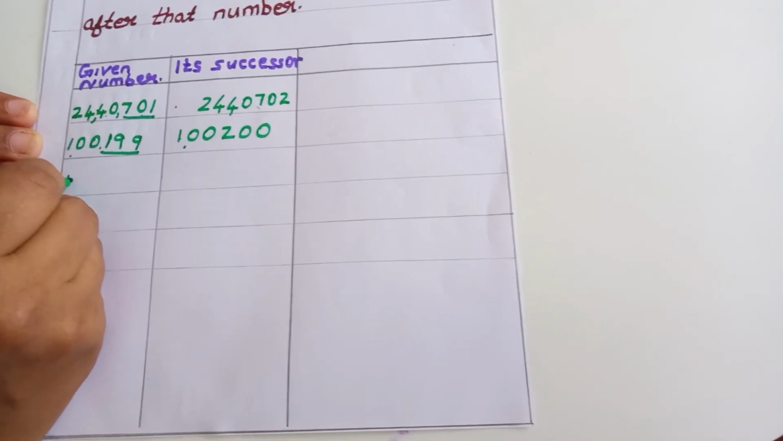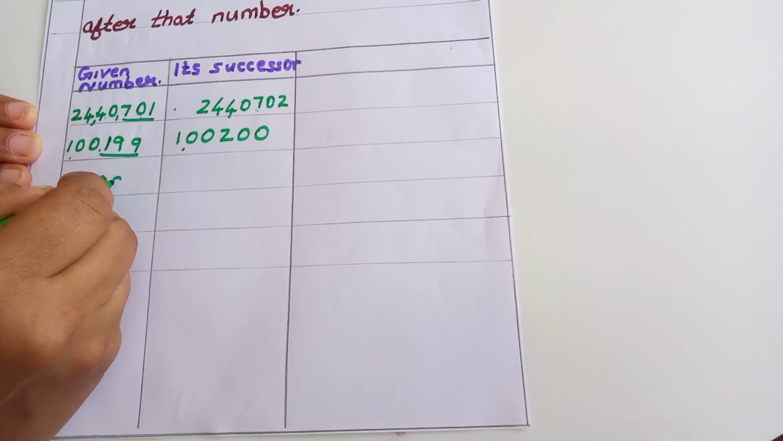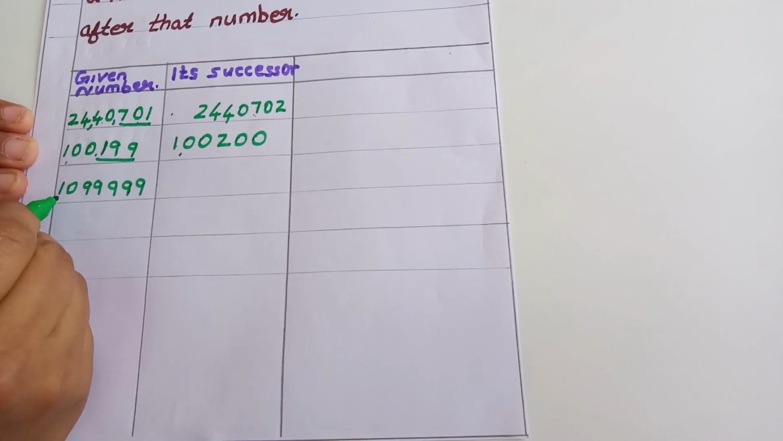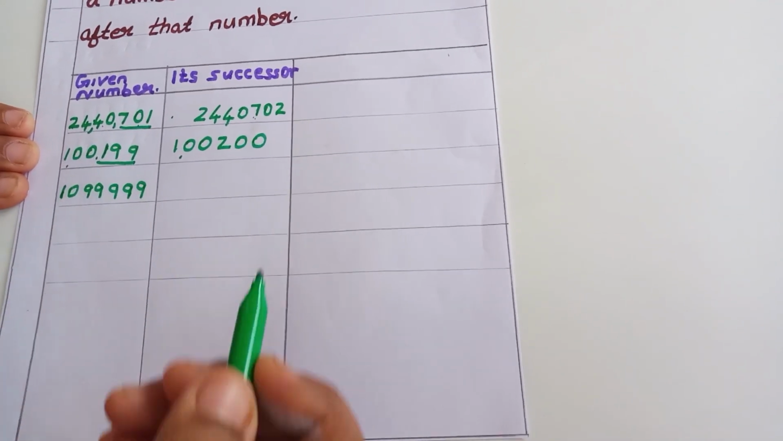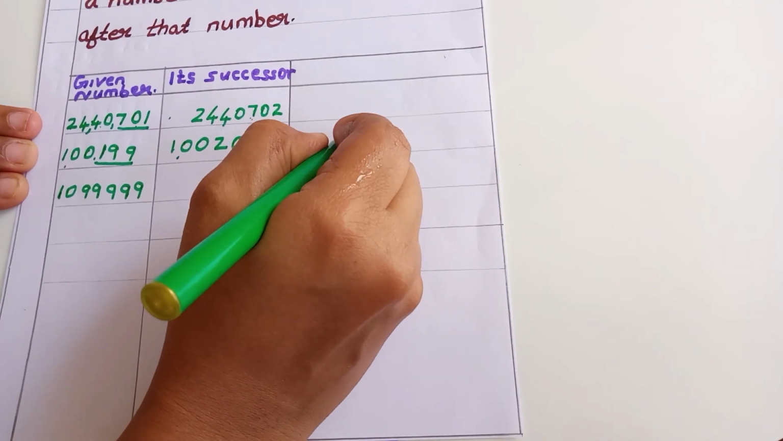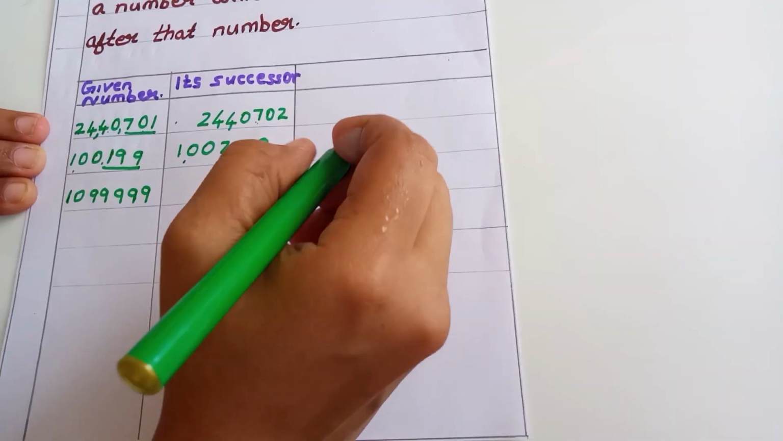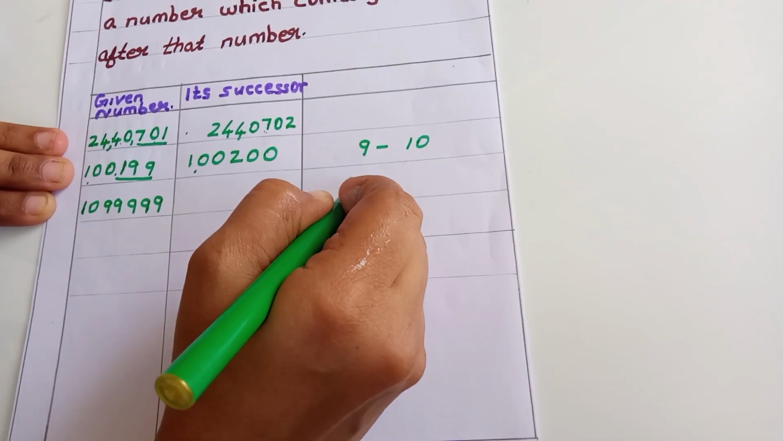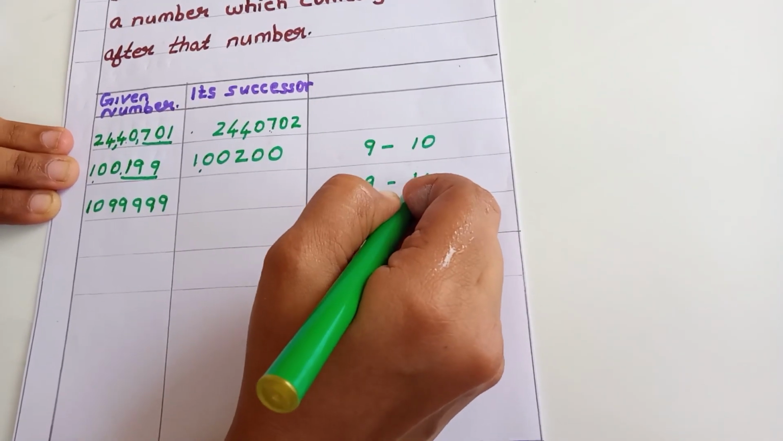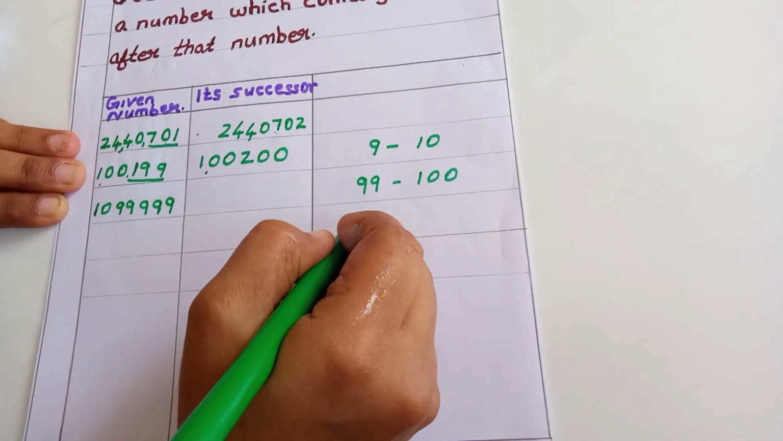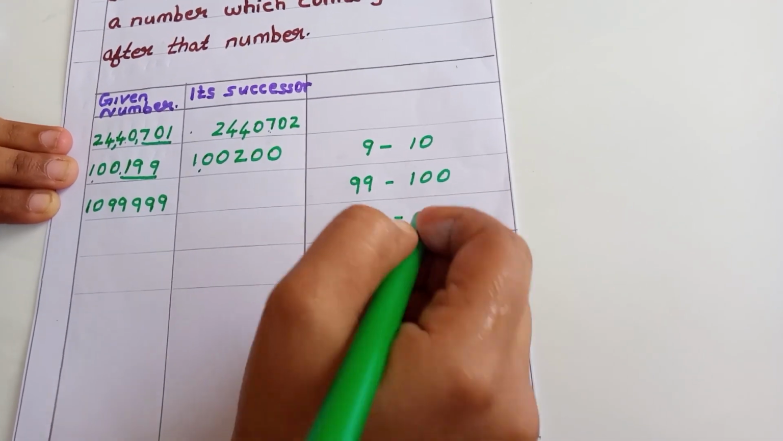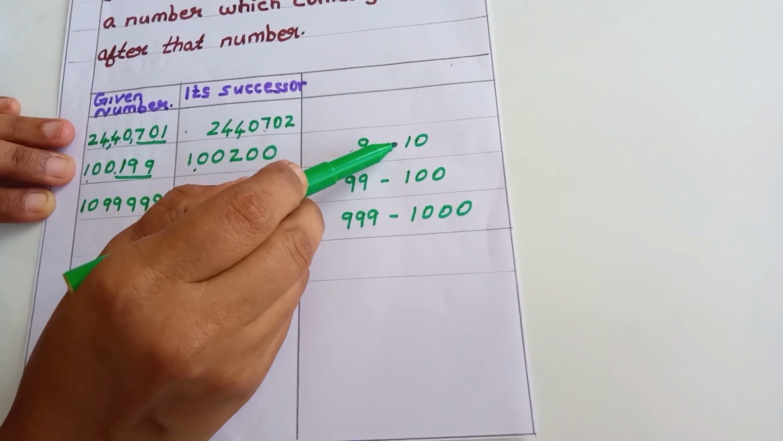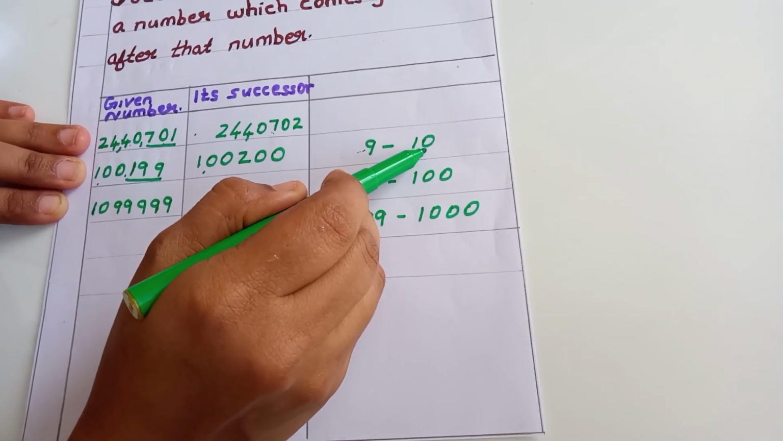Next problem is, see, for doing this, I will explain to you what will be the successor of 9. Successor of 9 is 10. Successor of 99 is 100. And successor of 999 is 1000. So, we are just replacing this 9 with 1 0.